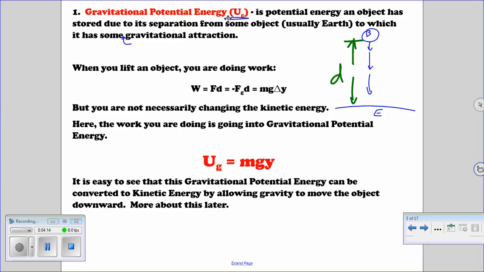And so instead of explaining it in terms of gravity doing work, we could say that the ball started out with stored energy because of gravity. Okay. So different ways of saying the same thing. All right, so here's the deal.